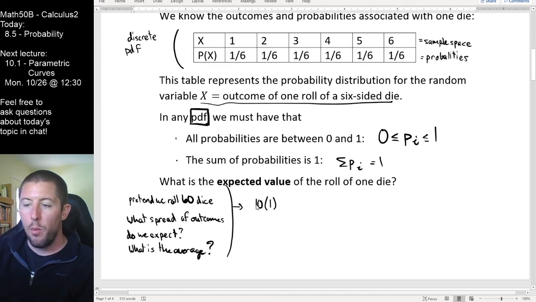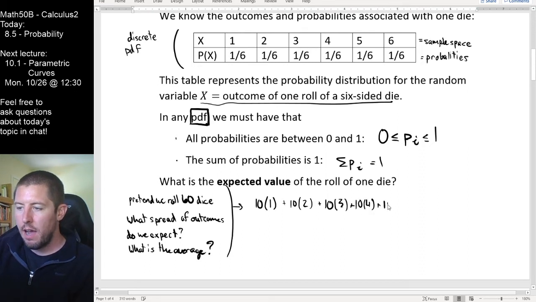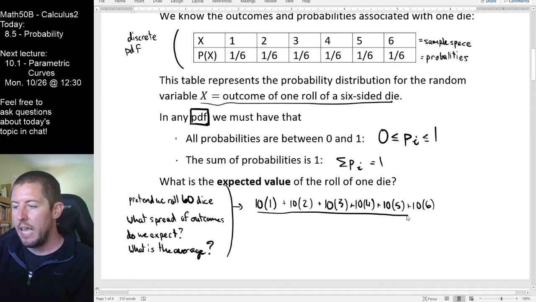So I'm going to say what I'm expecting if we roll the die 60 times is 10 copies of a 1 plus 10 copies of a 2. Remember, we're looking for the average value, so I'm adding up all the values and dividing by the number of rolls. I'm expecting 10 copies of a 3, 10 copies of 4, 10 copies of 5, and 10 copies of 6. So the sum of all the values divided by the number of rolls should give us the average value per roll.